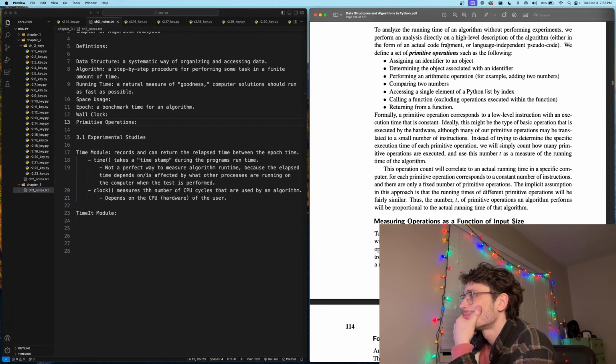Okay, so a primitive operation corresponds to a low-level instruction with an execution time that is constant. Ideally, this might be the type of basic operation that is executed by hardware, although many of our primitive operations may be translated to a small number of instructions. Instead of trying to determine the specific execution time of each primitive operation, we'll simply count how many there are and use this number as a measure of the running time.